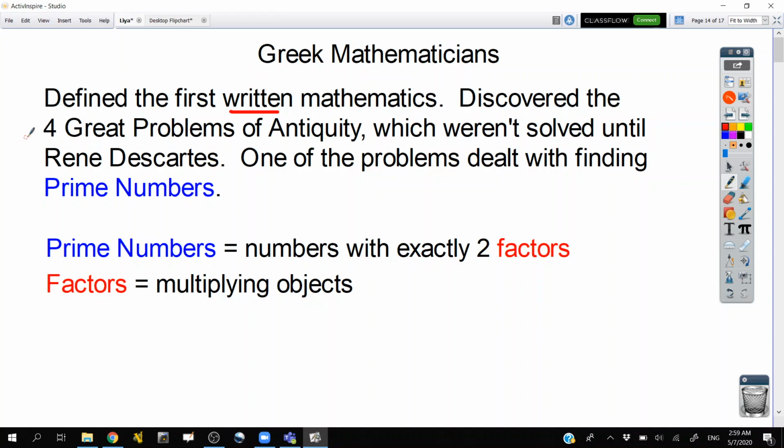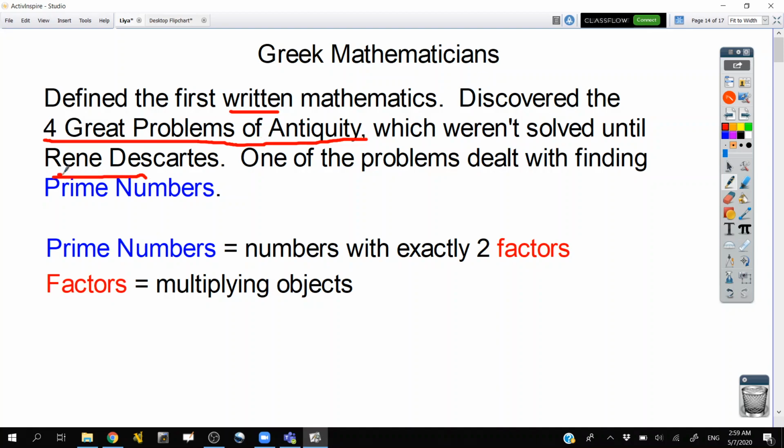They discovered the 4 great problems of antiquity. These are interesting problems because they went for almost 2,000 years without being solved. So these 4 great problems were defined by the Greeks around the year 0 CE. Yeah, they were defined by the Greeks and then not solved until René Descartes.